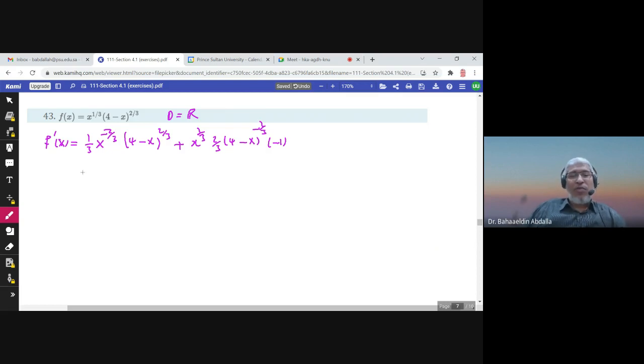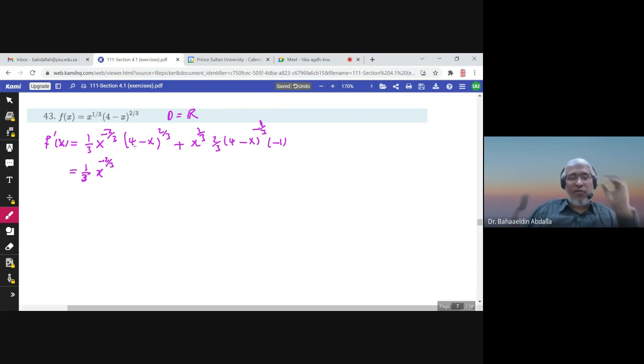And now to simplify f prime, we need to take common factors. Look first to the numbers. I have 1 over 3, I have 2 over 3, and the negative sign here. So I can take 1 over 3 as a common factor. Now look to x. I have x to the power negative 2 over 3, x to the power 1 over 3. Take x with the smallest power, which is negative 2 over 3, as a common factor.